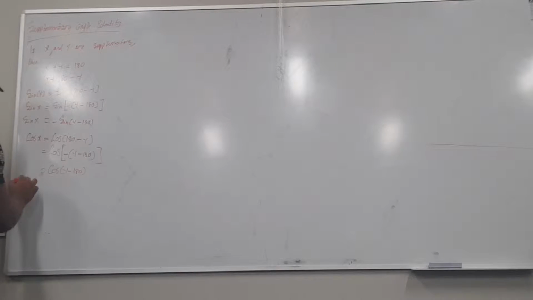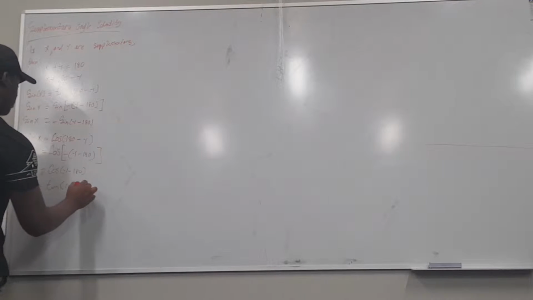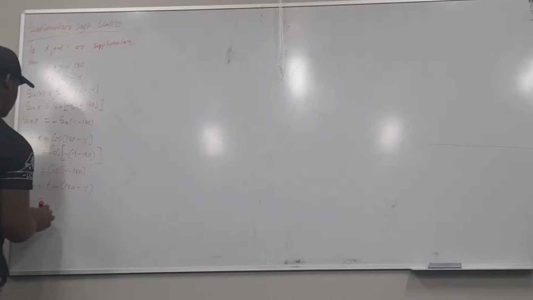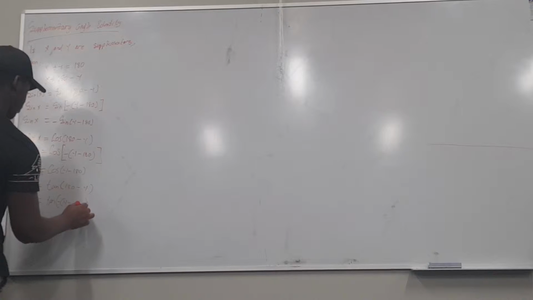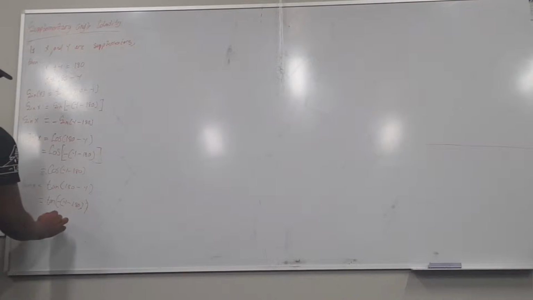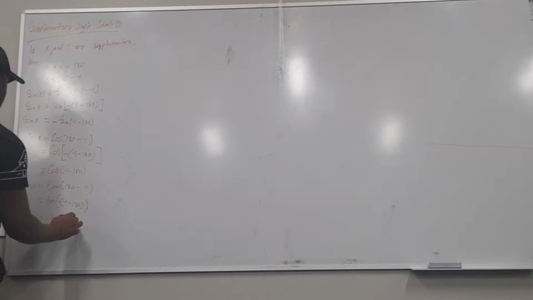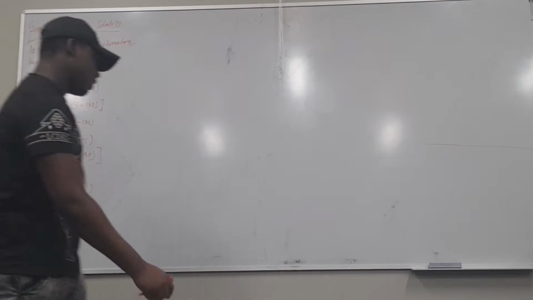And for tan x, this is going to be equal to negative tan y minus 180, and it's going to be negative for sure. Okay, so that's about supplementary angles.